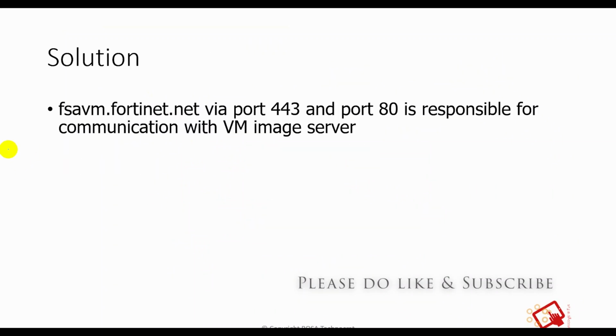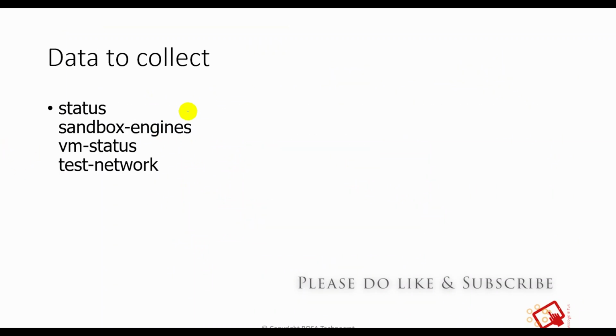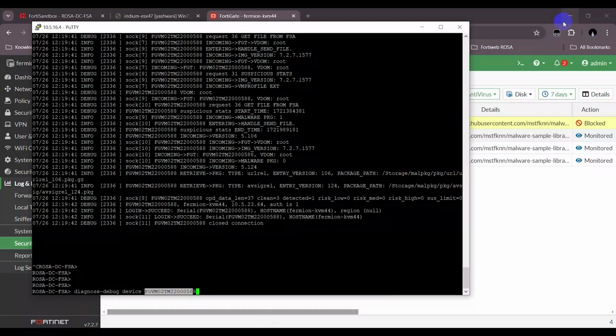Now, these are some random PPTs I made. Whenever you are facing any issues, the important details that you have to collect and share with the Fortinet technical support team are status, sandbox engine, VM status, and test network. Status tells you all about the system, firmware version.